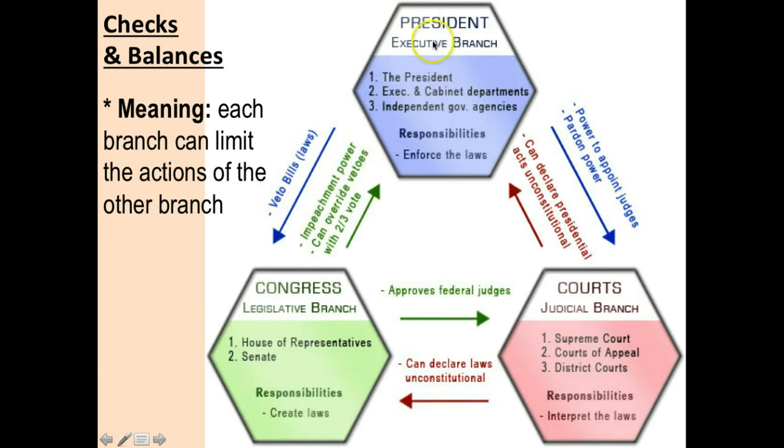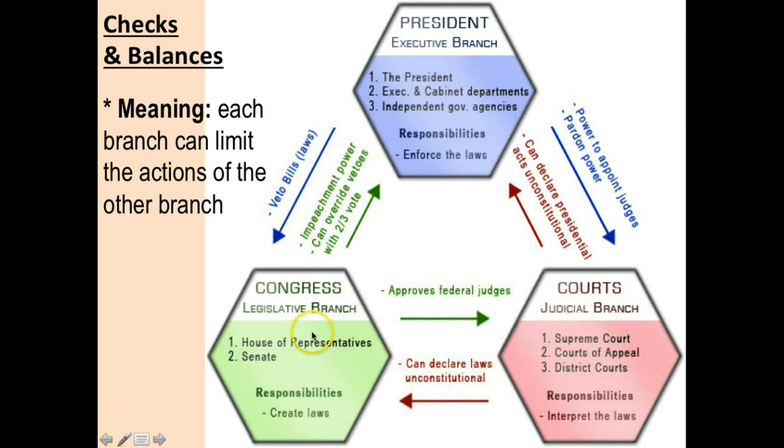Well, if the president doesn't like it, he can veto the law, which means reject it. However, if enough members of Congress really want this law to actually exist, they can override a veto if 2/3 of both the House and the Senate agree. Well, let's say someone challenges the law. They think it's unfair. At the end of the day, the Supreme Court and the judicial branch has the ability to declare the law unconstitutional.